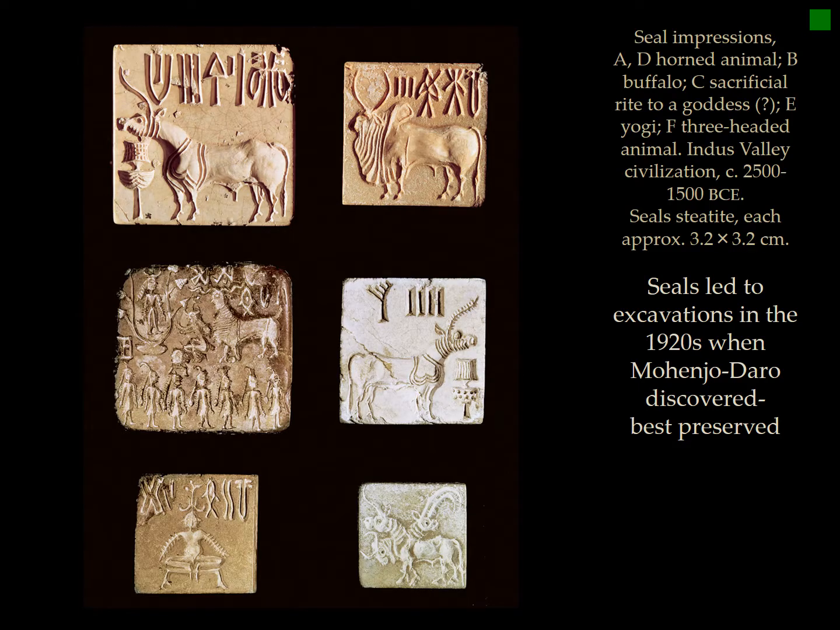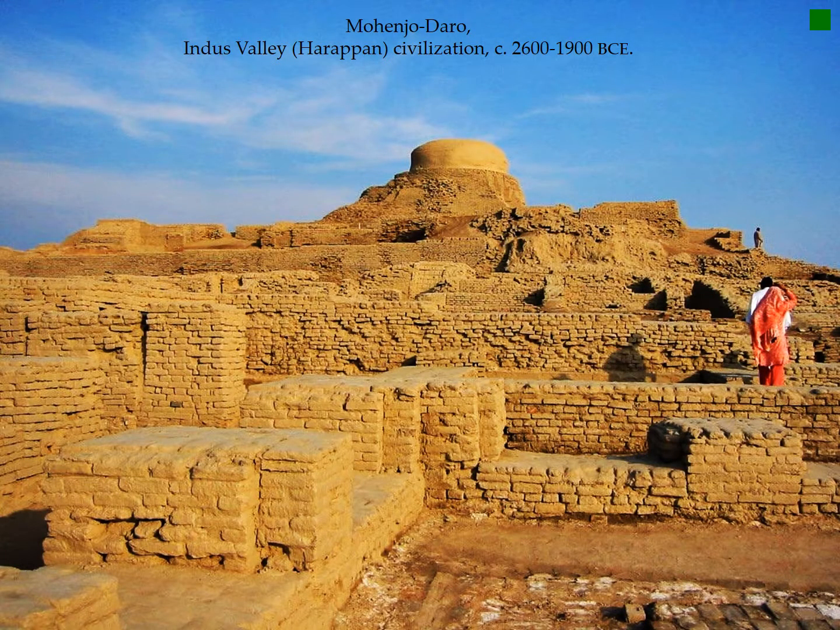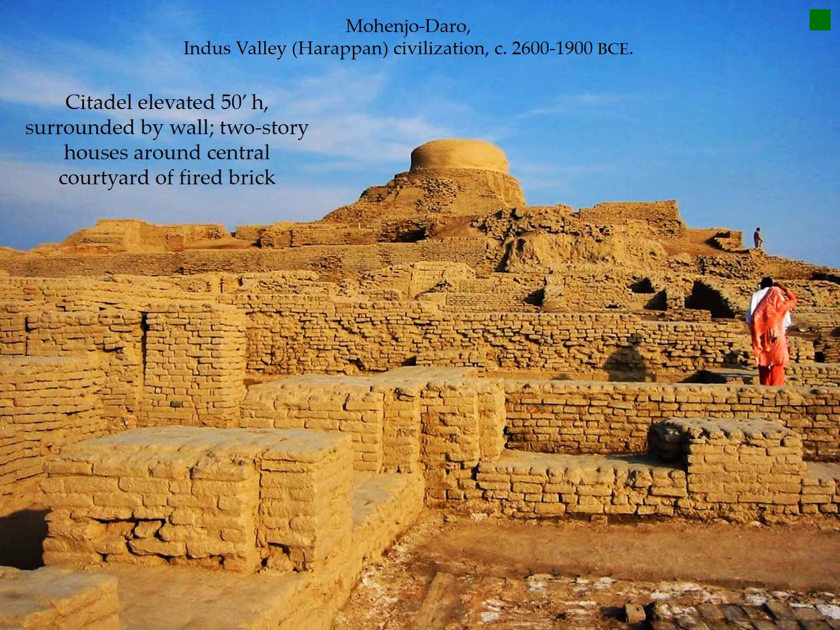The discovery of dozens of seals, left as impressions of various types of animals, human figures, and goddesses, led to excavations in the 1920s when Mohenjo-Daro was discovered, which is the best preserved city in this early Indus Valley civilization. Here at Mohenjo-Daro, we have the Harappan civilization shown in a well-preserved city with a citadel that is a walled fortification, elevated 50 feet above the surrounding area, surrounded by a massive wall. It is two-storied, with its houses around a central courtyard made of fired brick.